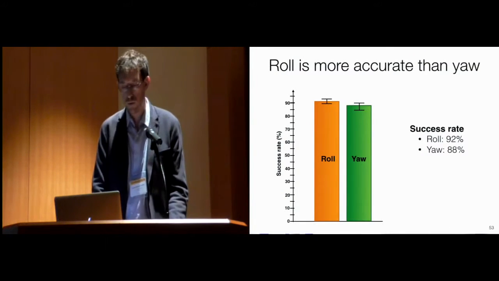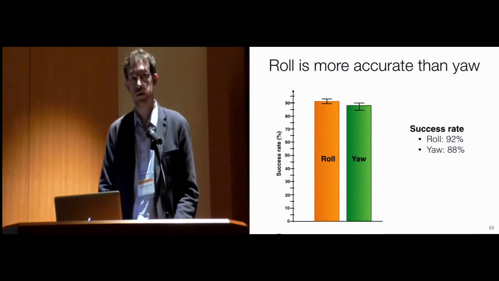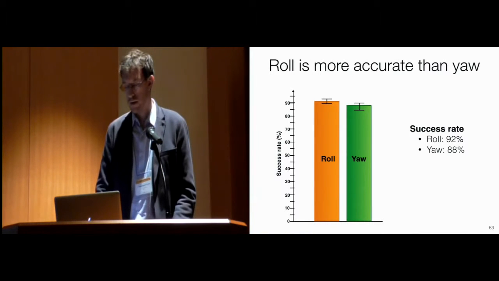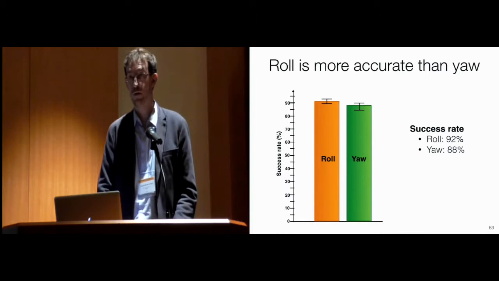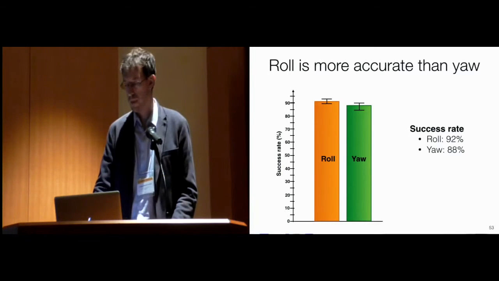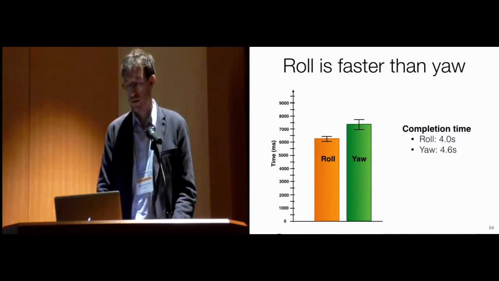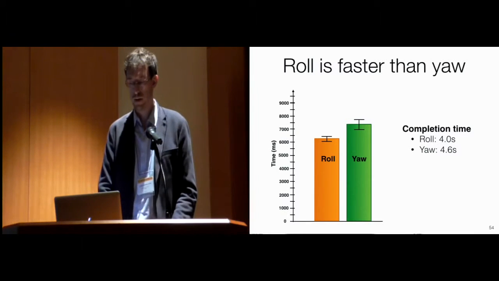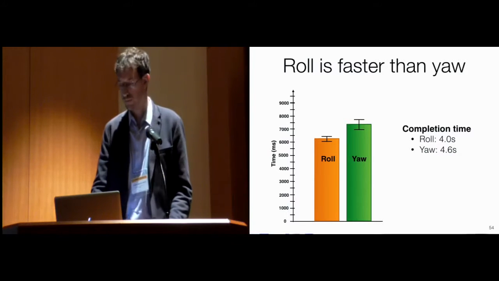We found out that roll was actually more accurate than yaw, with a 92% success rate on the roll and 88% on the yaw. This was kind of predictable because we have an amplification factor which is less on the roll than on the yaw, so we have logically more precision. But roll was also faster than yaw. We had a completion time of 4 seconds on the roll and 4.6 seconds on the yaw.